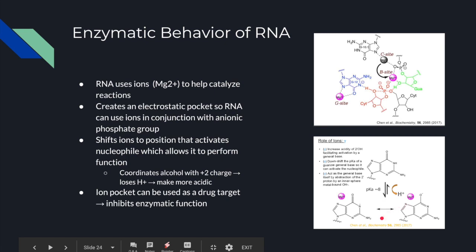Since these pockets of ions are located around the RNA's active site, the location of the catalytic activity, these pockets can be used as a target for small molecule drugs.